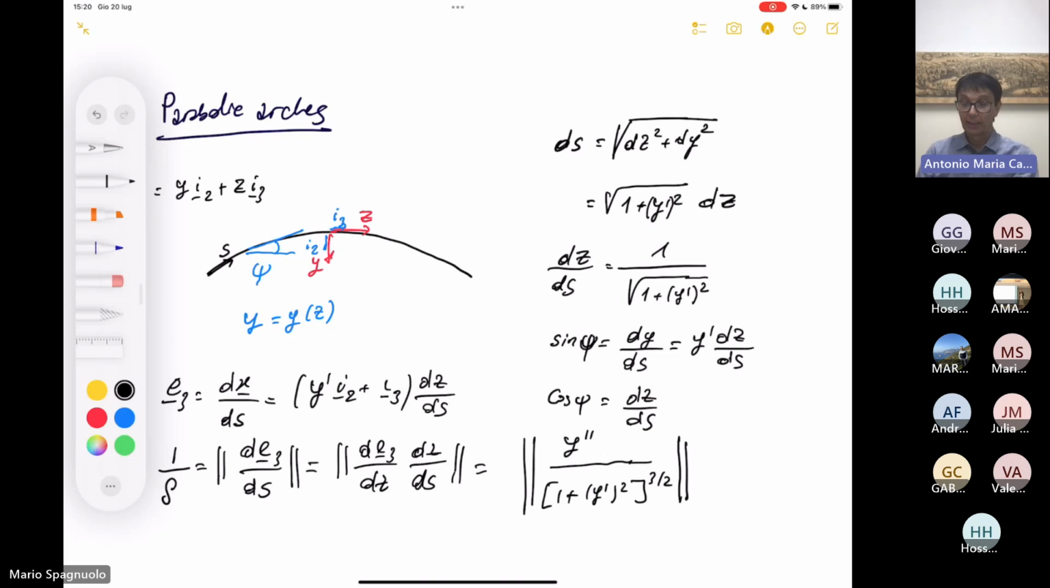Again, at this point there is also the tangent of psi. If I also want to compute the tangent of psi, it is simply y prime, by taking the ratio of sine divided by cosine of psi.